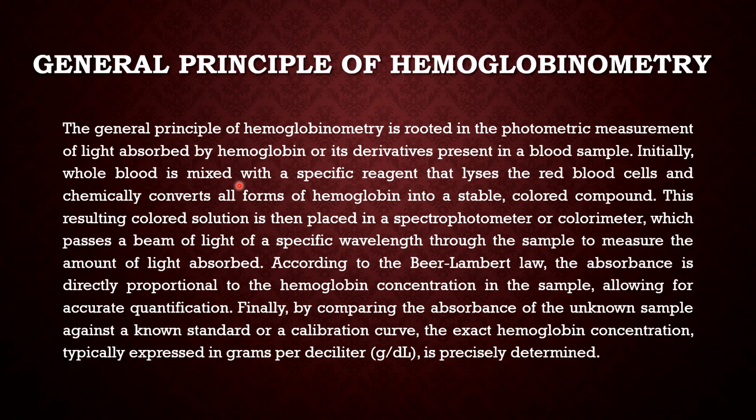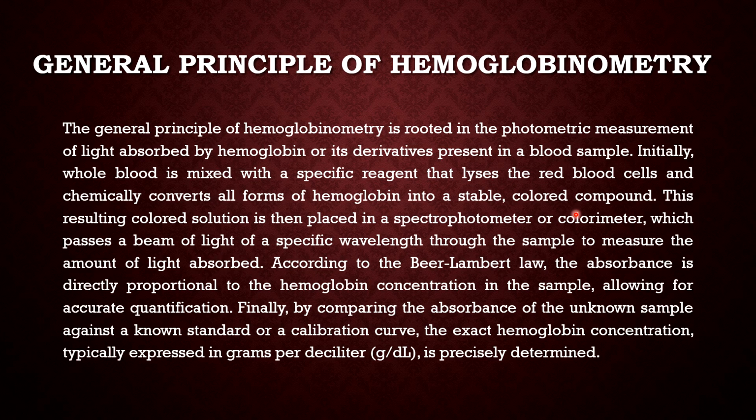Initially, whole blood is mixed with a specific reagent that lyses the blood cells. Lysis means it breaks down the blood cell, which in hematological terms we call hemolysis, and chemically converts all forms of hemoglobin into a stable colored compound. So what happens when we mix the blood with the reagent? The reagent acts on the blood, it breaks down the red blood cells and the hemoglobin comes out as a stable compound.